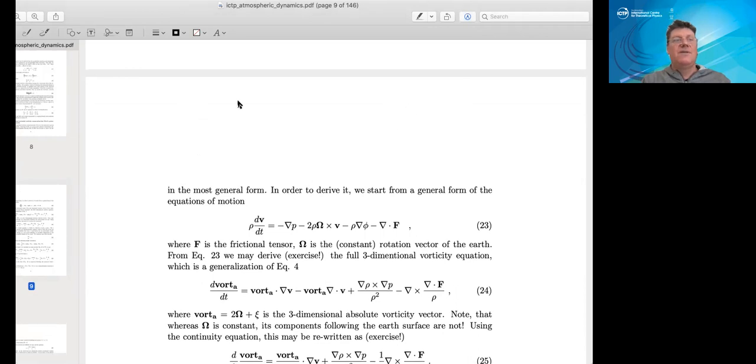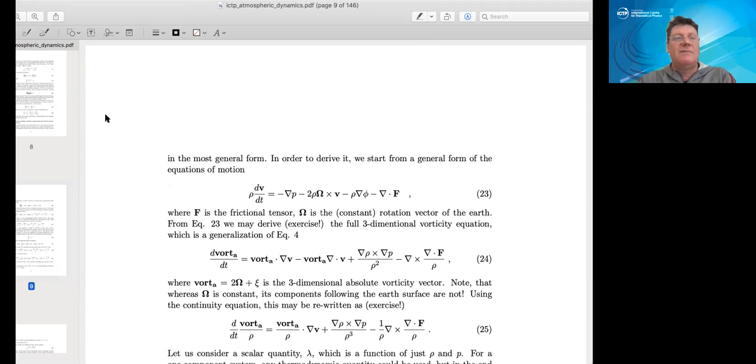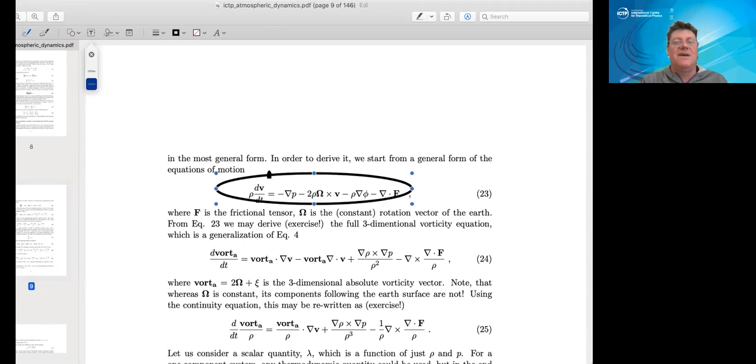So if you write down, and now I want to try this tool, the momentum equation, in this case, the three-dimensional momentum equation. So that's equation 23 here. I'm now learning how to annotate PDFs. So we see the three-dimensional momentum equation. This is similar to the two-dimensional one for the two horizontal components that we have derived in the last lecture.